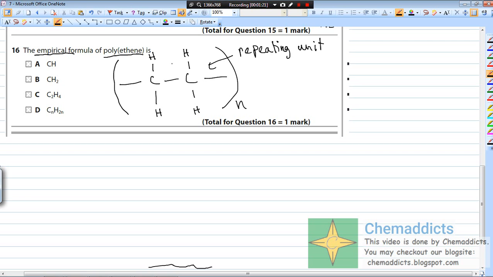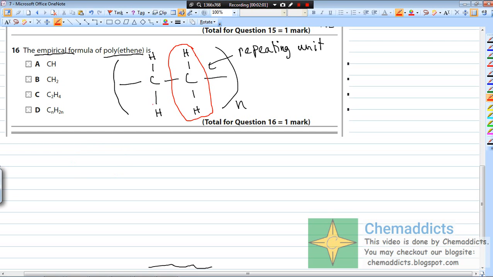Here, if we want to determine the empirical formula, we need to find which section is written twice. In this case, the simplest formula is this one. Let me write this down with a different pen. So this is the simplest formula. If we simplify this repeating unit, we will end up like this.